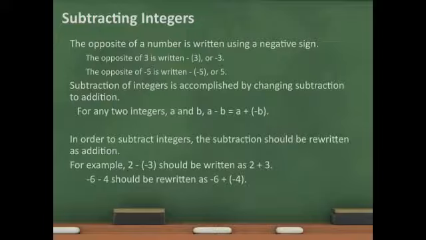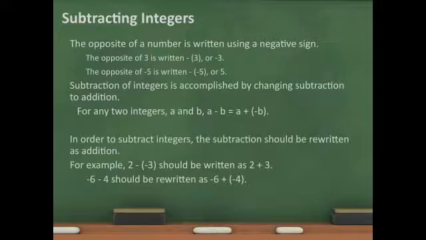Subtraction of integers is accomplished by changing subtraction to addition. For any two integers a and b, a subtracting b equals a plus the opposite of b. In order to subtract integers, the subtraction should be rewritten as addition.